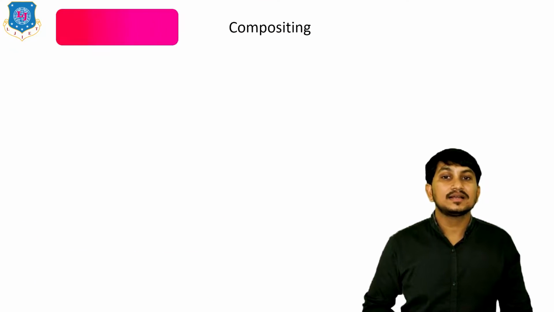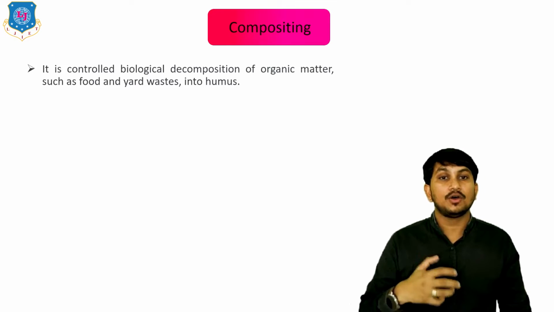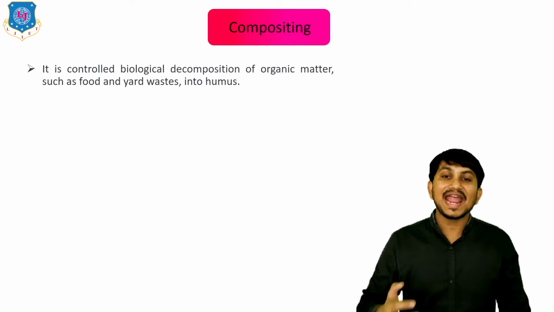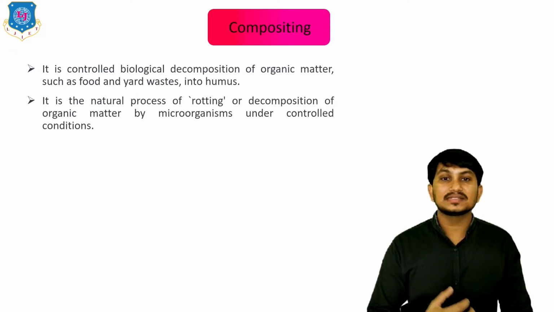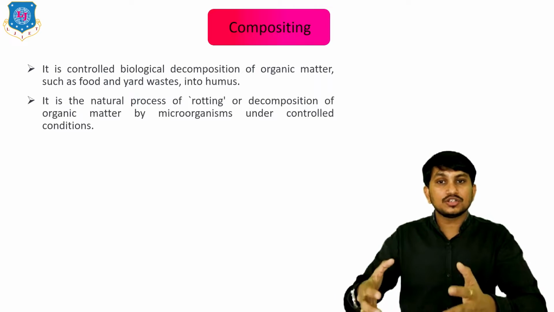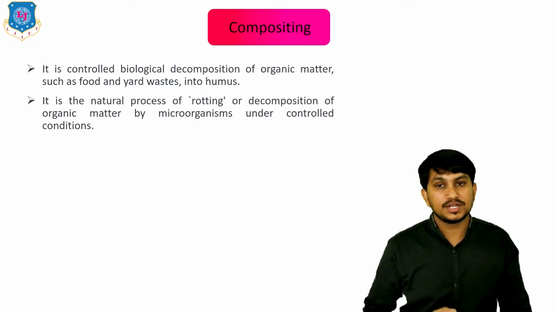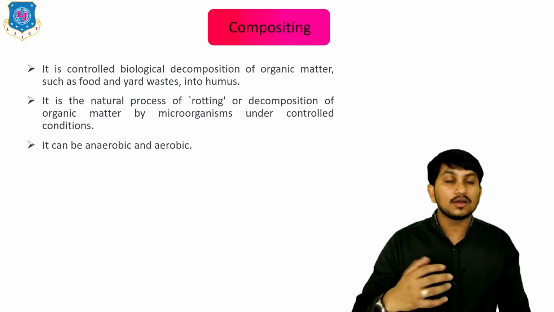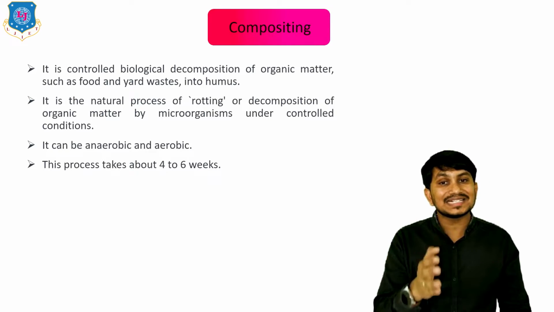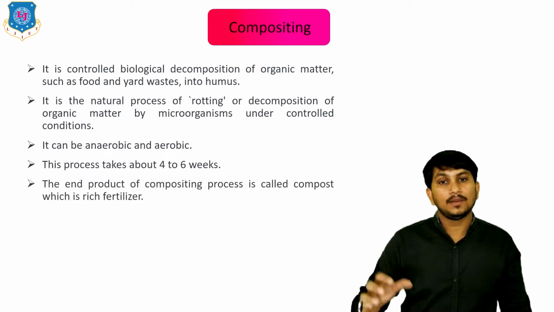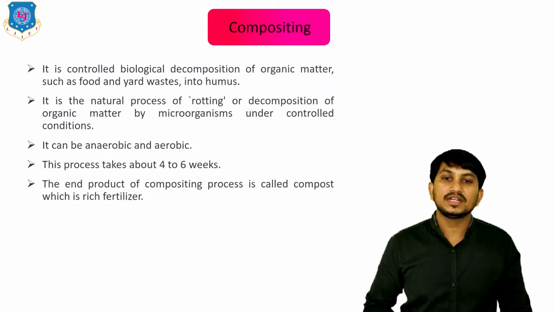First is composting. It is controlled biological decomposition of organic matter such as food and yard waste into humus. It is the natural process of rotting or decomposition of organic matter by various microorganisms under controlled conditions. It can be anaerobic or aerobic in process. This process takes about 4 to 6 weeks. The end product of the composting process is called compost, which is rich in fertilizer.